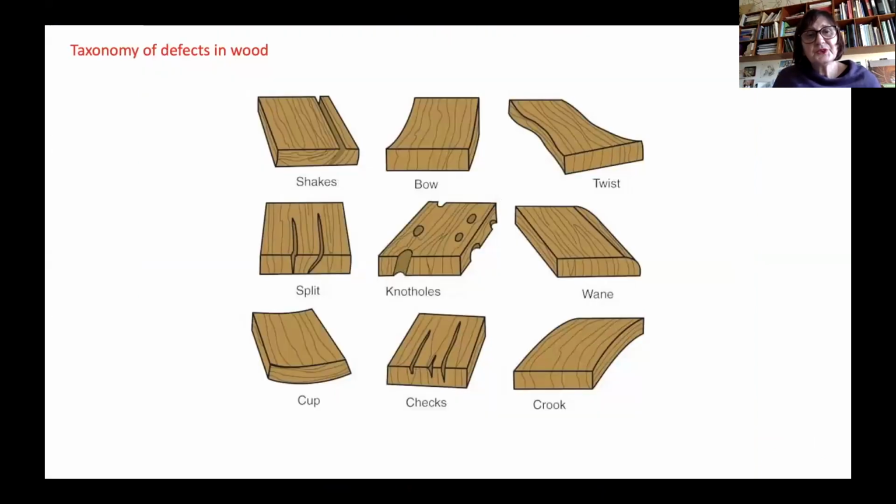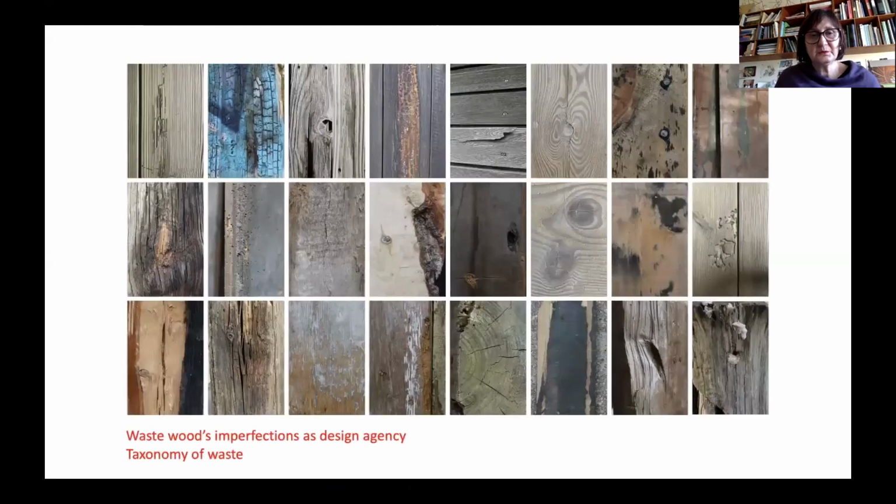When we think of wood, we have a whole taxonomy of defects, and this is of new wood. But what are these defects in old wood, in secondhand wood? There are many more, and we would like to explore ways of how these imperfections can become a quality, how they become a design agency in the design.